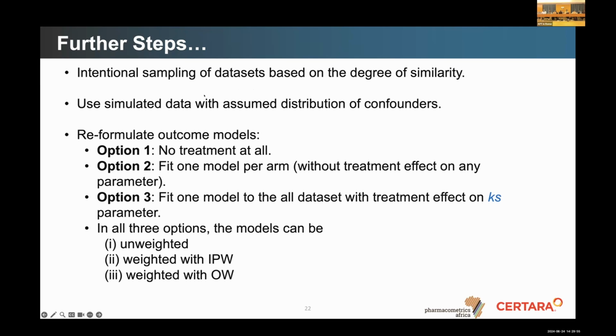And based on these new data sets, we'll try to explore different models, reformulating our models. One, evaluating in instances where we do not have treatment at all. Secondly, to fit the different arms differently, fitting outcome models differently. Thirdly, to fit one model to all the data set without treatment effect estimate and with treatment effect estimated on different parameters, for example, the tumor growth rate constant or even the baseline tumor size. And all of these three options that we are thinking about, we will implement with regards to the unweighted model, the model weighted based on IPW, and the model weighted based on the overlap weights.